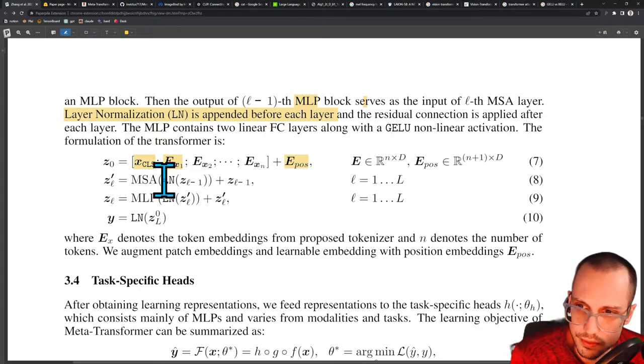And then you have your layer norm here. Here's your residual connection. More layer norms, multilayer perceptron. This is your attention. And that's it. And then you have your Y, right? You have some number of these layers, L1 to L.